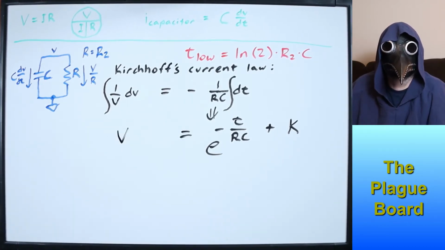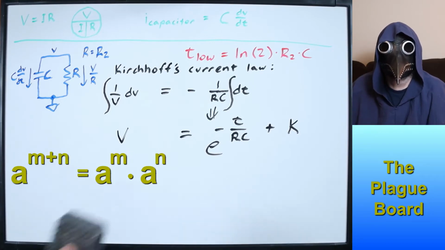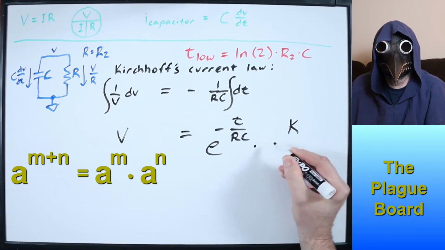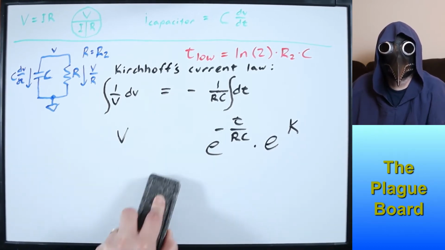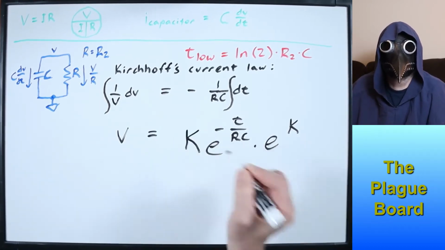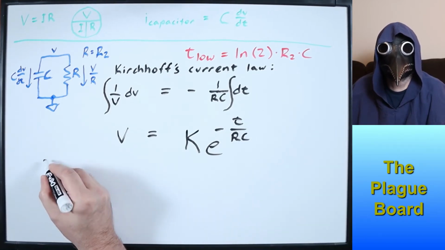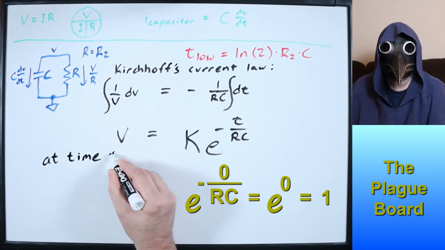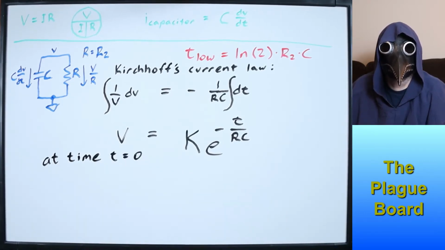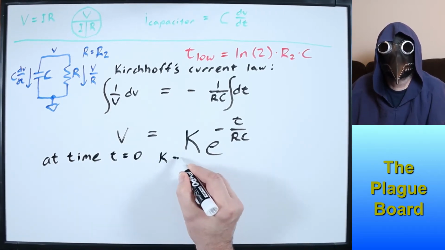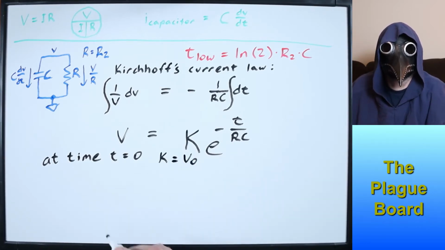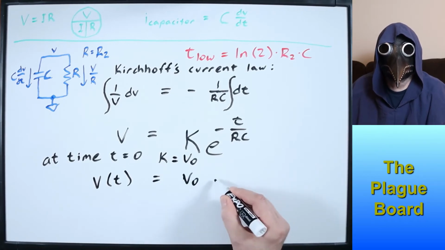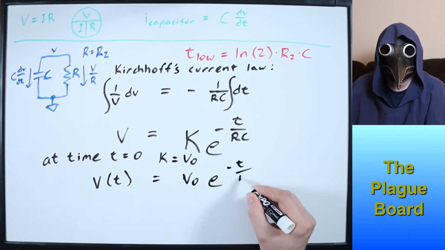Using the product of power rule, we can change the right side to e to the negative t over RC times e to the k. And we can say that e to the k is just some constant k. At time t equals 0, e to the negative t over RC is equal to 1. So we can say k is equal to the initial voltage. And we get v of t equal to the initial voltage times e to the negative t over RC.